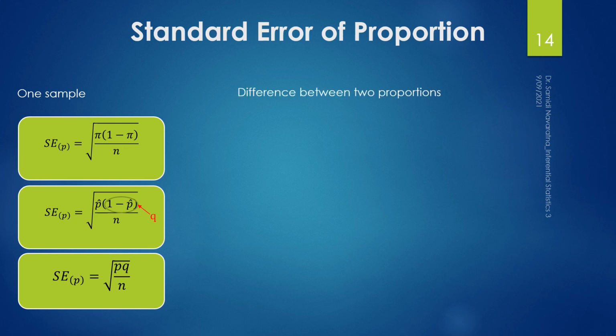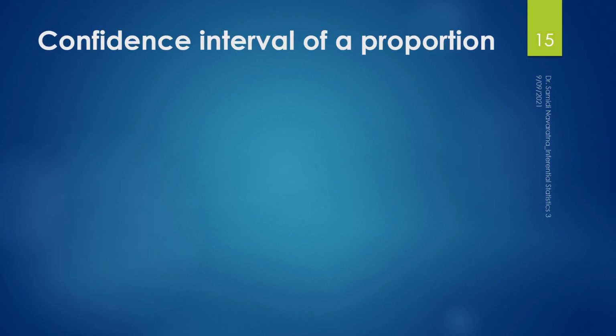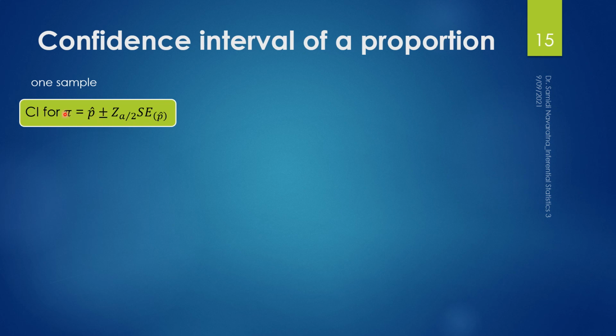This is the formula used to calculate the standard error between two proportions. Let's see how the confidence interval of a proportion is calculated. For one sample, the general equation is this. As you can see, it's not much different from the equation we use to calculate confidence interval for the mean.